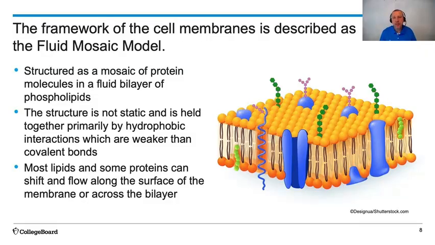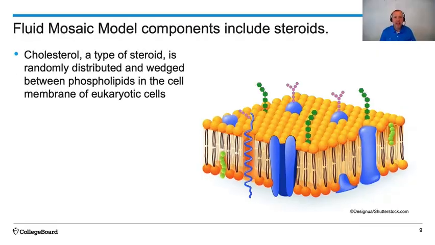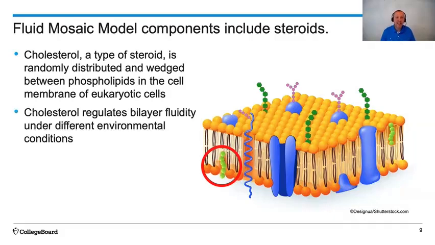So one of the parts of the fluid mosaic model is cholesterol. And what cholesterol does is it's a type of steroid that is randomly distributed along the phospholipid bilayer, and it's wedged between these phospholipids in the cell membrane of eukaryotic cells. And what it does is it helps regulate the bilayer fluidity under different environmental conditions.